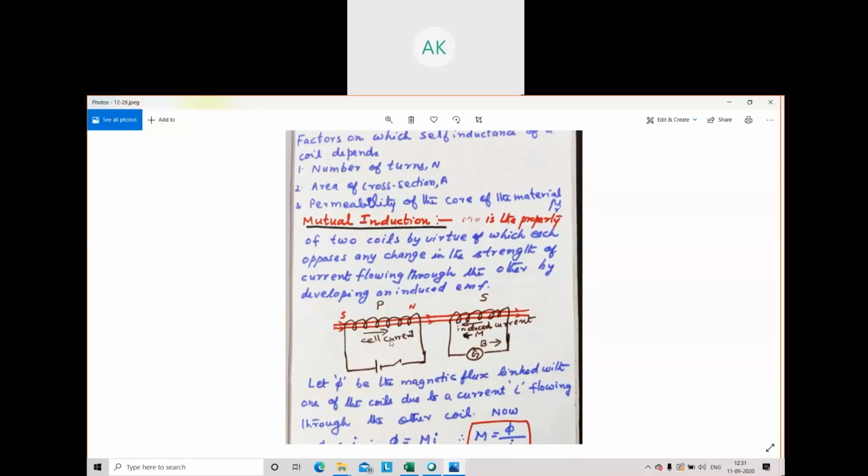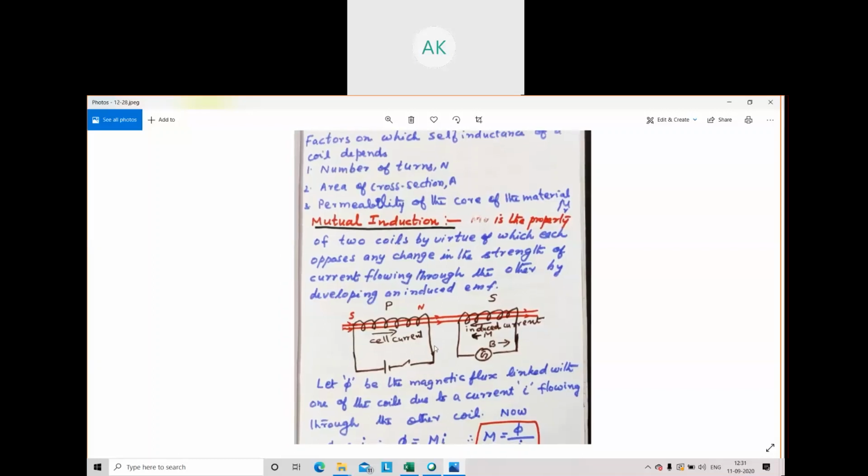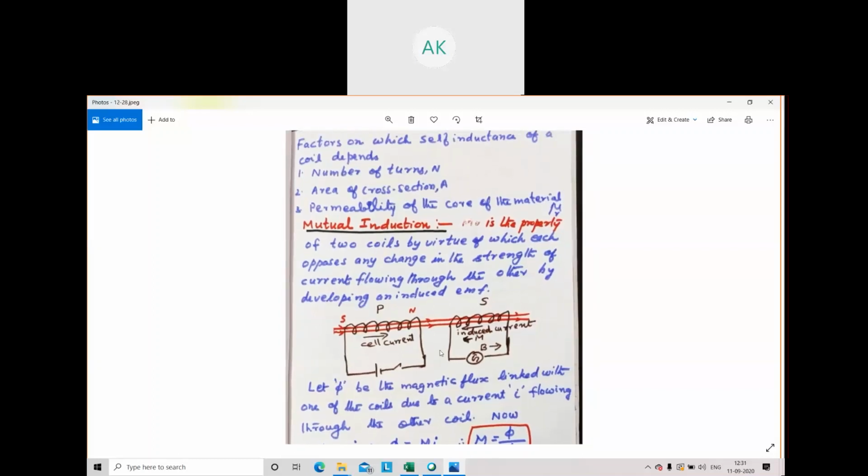So when current in this coil changes, the other coil opposes it. Understand? It is the property of the two coils by virtue of which each opposes any change in the strength of current flowing through the other by developing an induced EMF in it. So that is mutual induction.